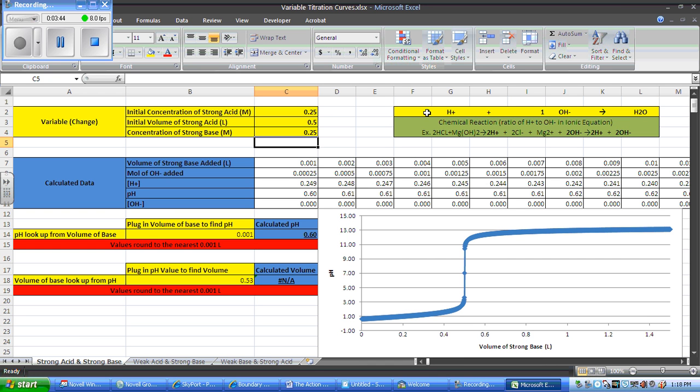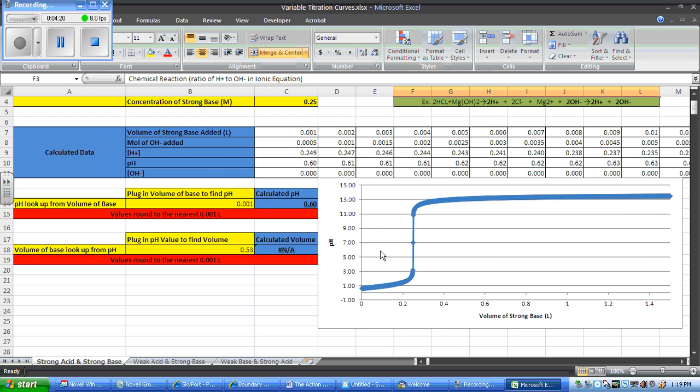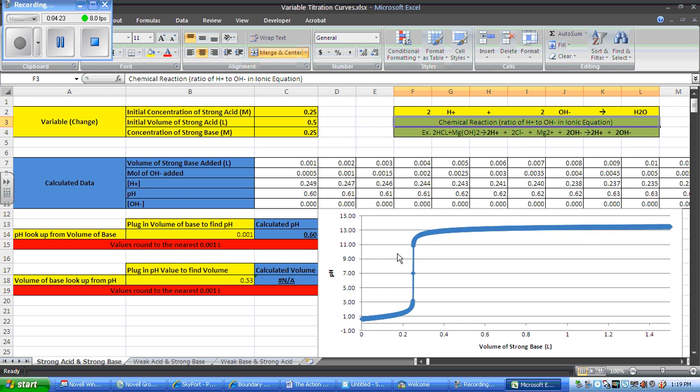So right now, what I actually have is 1H plus and 1OH minus, meaning that it could be like a hydrochloric acid and a sodium hydroxide titration, when there's only one hydroxide per strong base. So I can change this to be more like the example problem, which is 2 hydrochloric acids and 1 magnesium hydroxide, or 2 hydroxides. If you see, it actually changed the curve right here, cut it in half, because there are 2 hydroxides per every strong base, so it's going to take less.